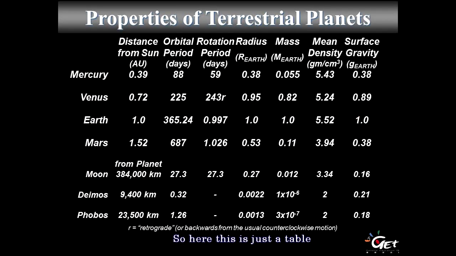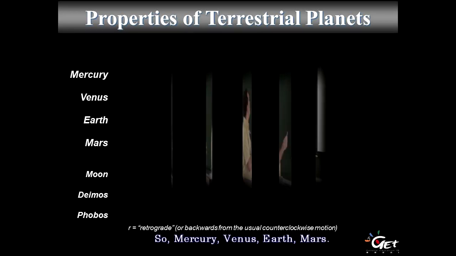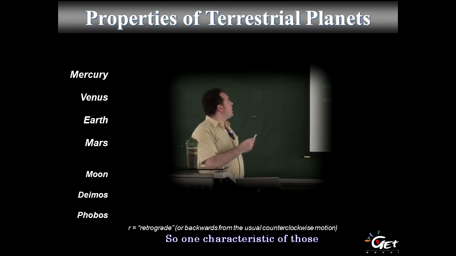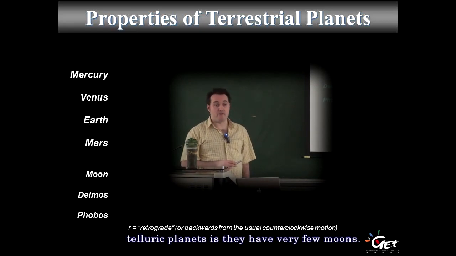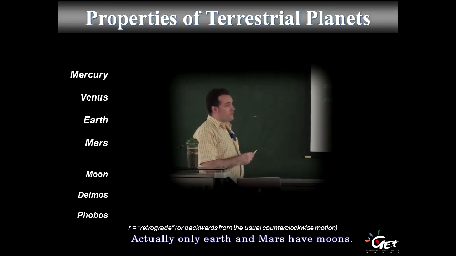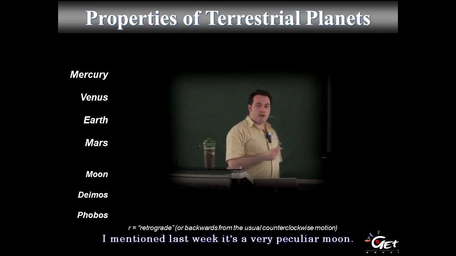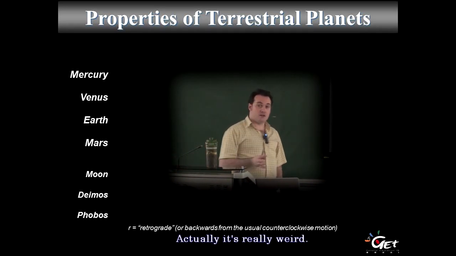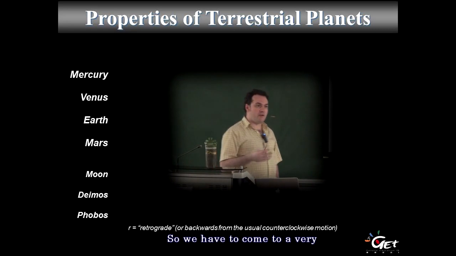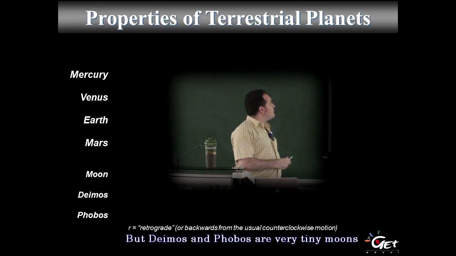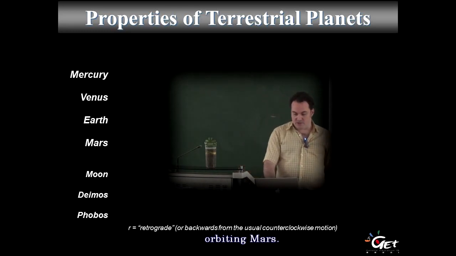Here is a table summarizing the different characteristics of those planets: Mercury, Venus, Earth, Mars, and I'm also putting in some other bodies, moons. One characteristic of those telluric planets is that they have very few moons. Actually, only Earth and Mars have moons. We discussed our Moon last week. I mentioned it's a very peculiar moon. It's really weird, so we have to come up with a very dedicated scenario to explain its formation. But Deimos and Phobos are very tiny moons orbiting Mars.